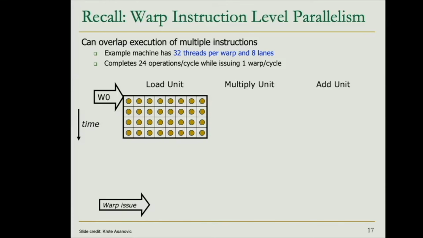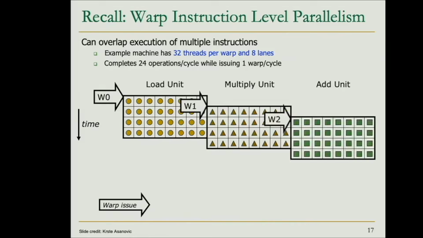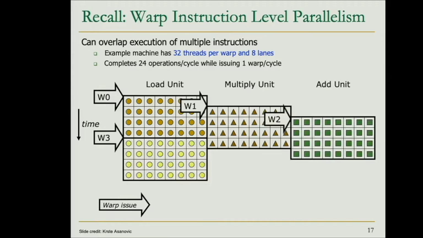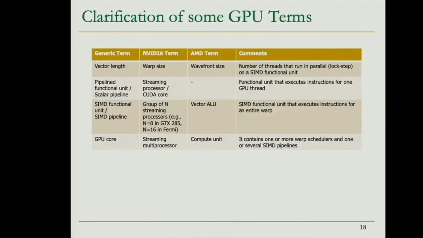And this would be like the first instruction. For example, in the load unit for warp 0, we execute a load instruction, and maybe here in the multiply unit, we execute a multiply instruction for warp 1, an addition for warp 2, and again, load unit, warp 3, warp 4, warp 5.